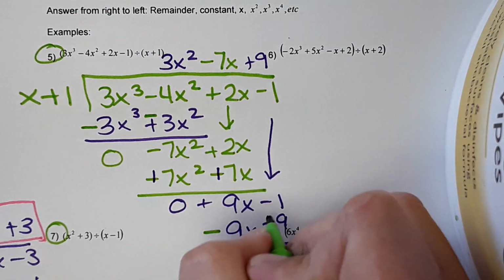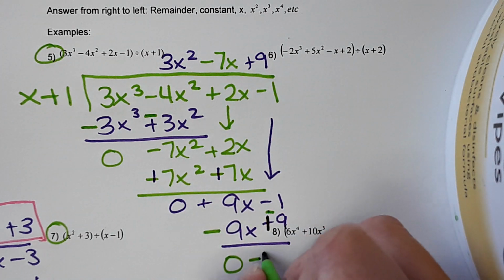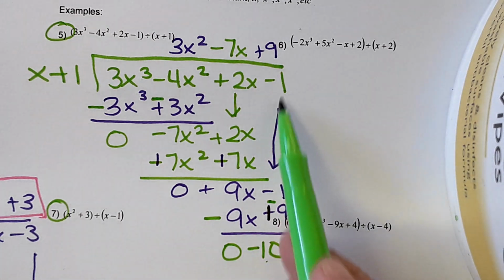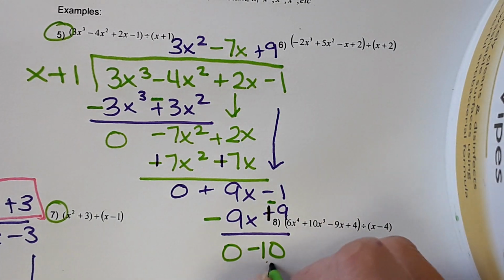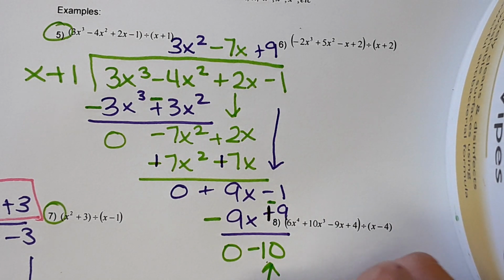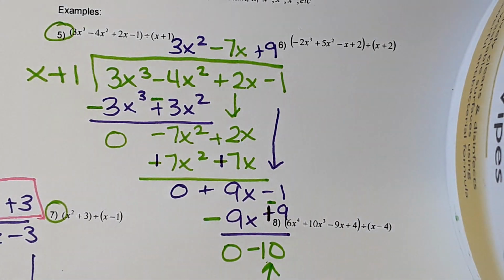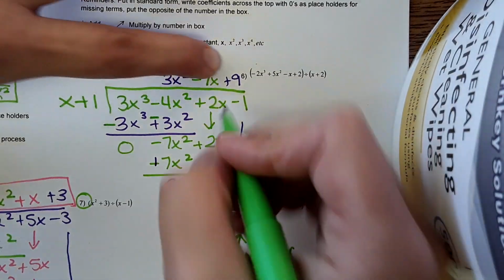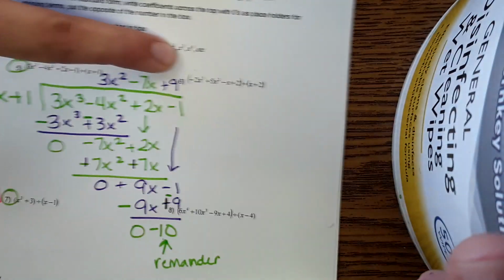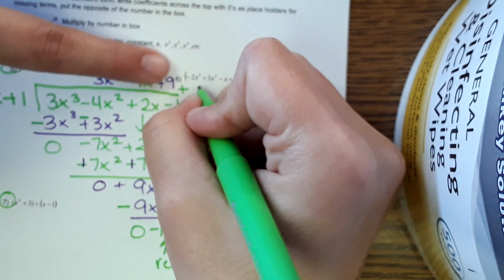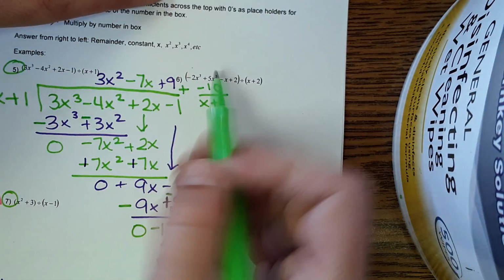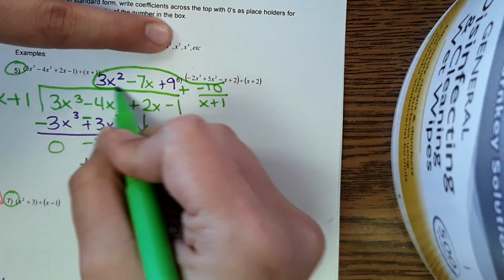Negative 9. Okay, so we get negative 10. There's nothing else to bring down, so therefore this is our remainder. And we just tack that on at the end. Plus negative 10 over x plus 1. And then this is our answer.